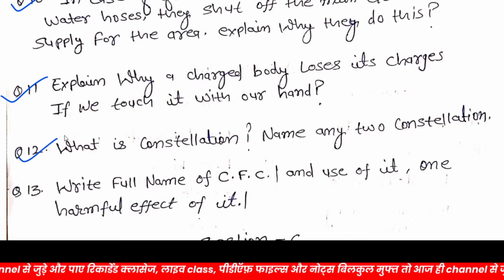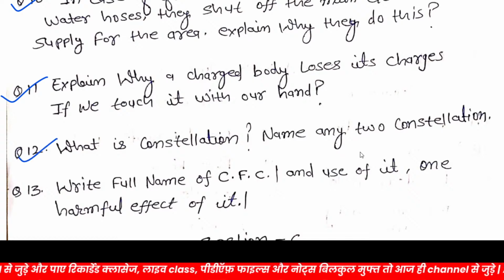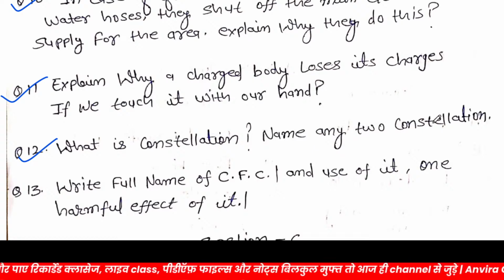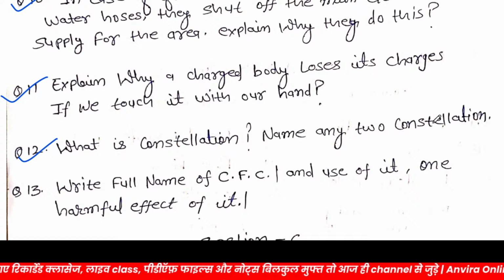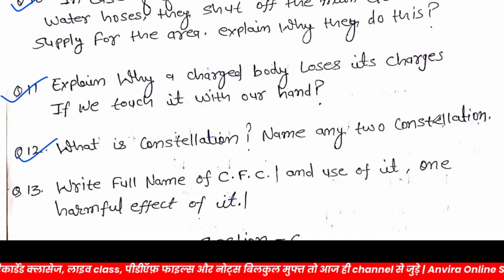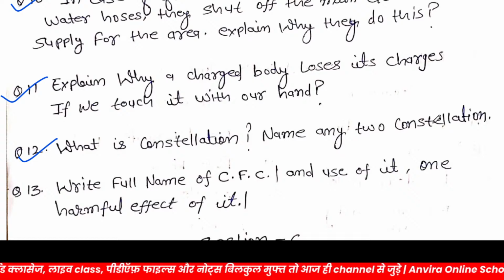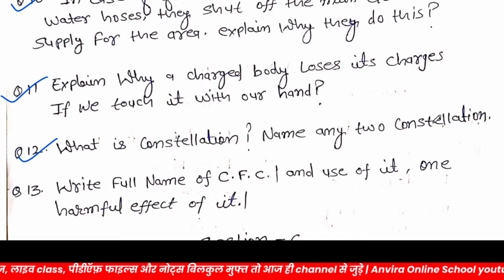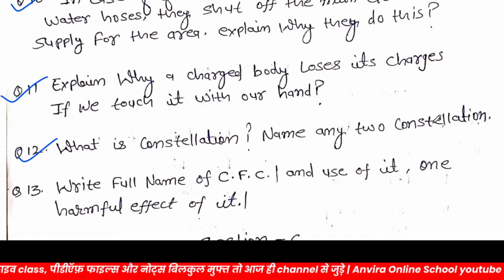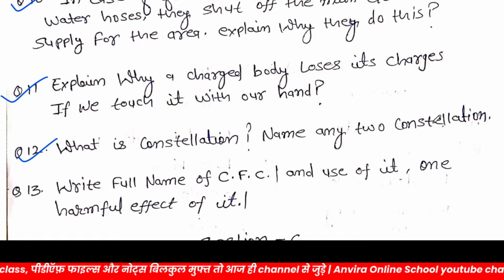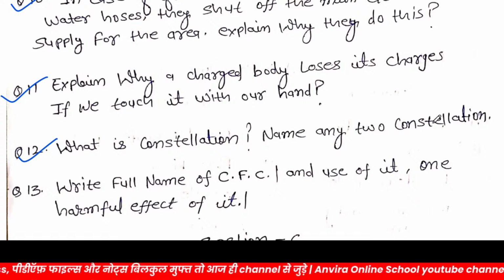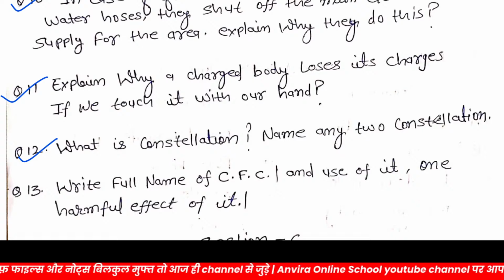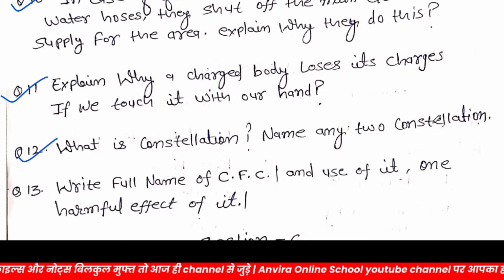Next, what is a constellation? Name any two constellations. The group of stars that appear to form some recognizable shape is called constellation. Two constellations are Orion, Ursa Major.